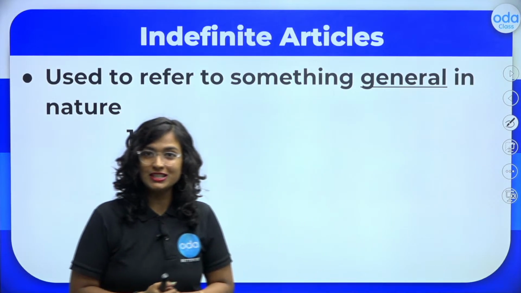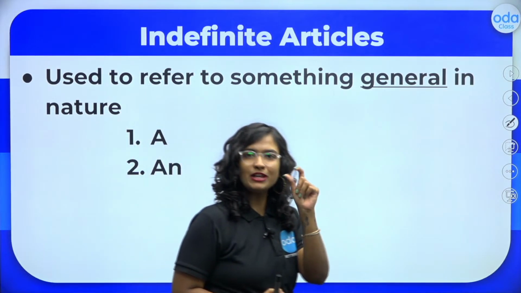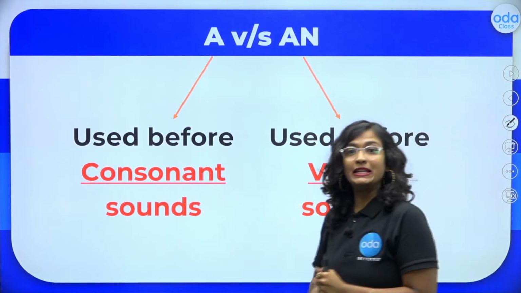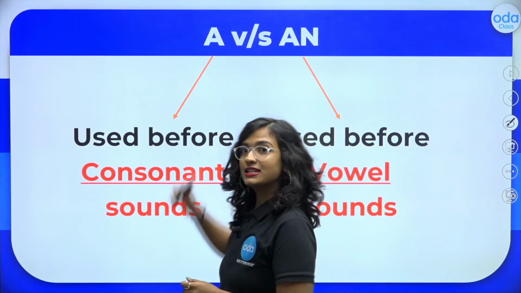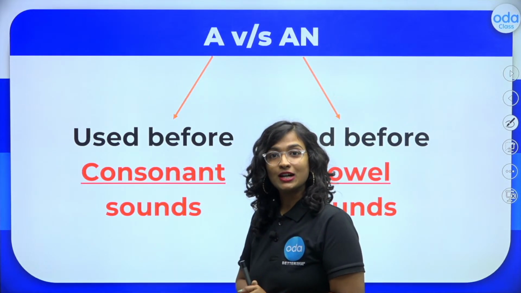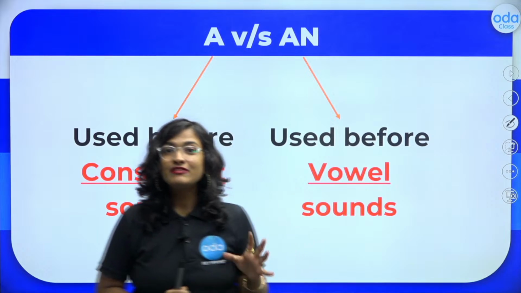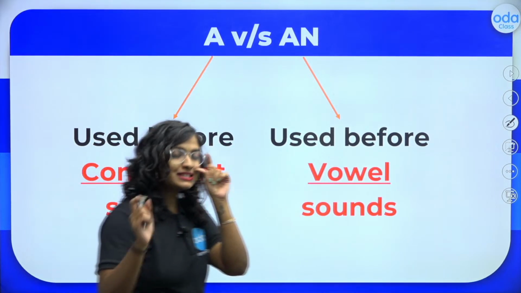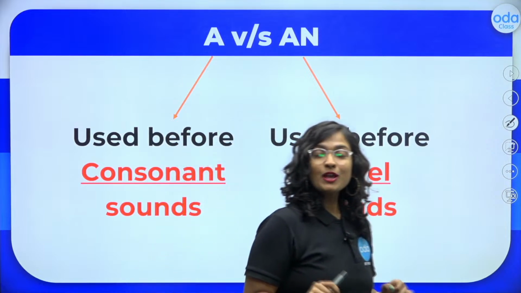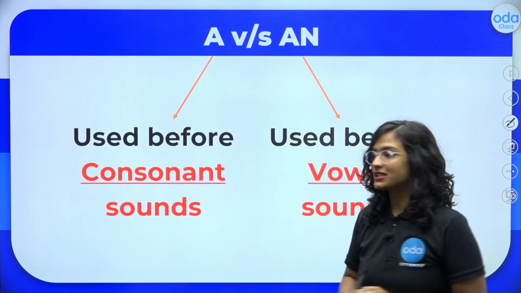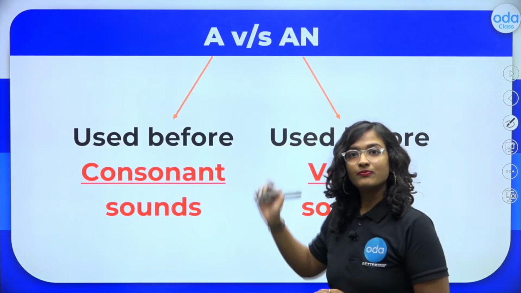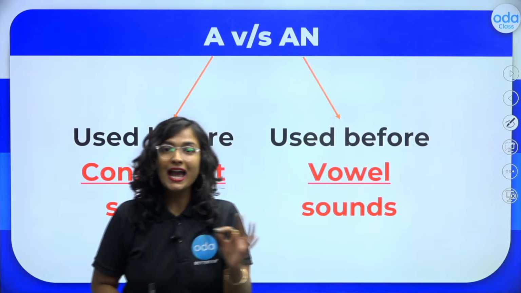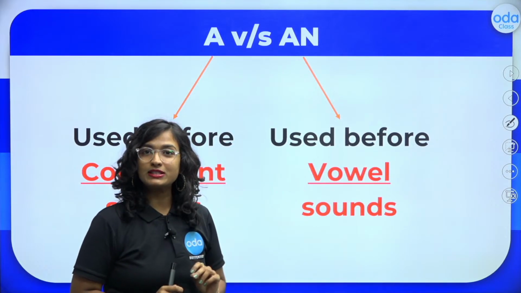Of course there is, students, and there is one very major difference. We use these 2 articles in different places. We use our article a before consonant sounds. On the other hand, we use our article an before vowel sounds. So students, that is the major difference between our 2 indefinite articles, a and an. Remember, a is used before consonant sounds, an is used before vowel sounds.